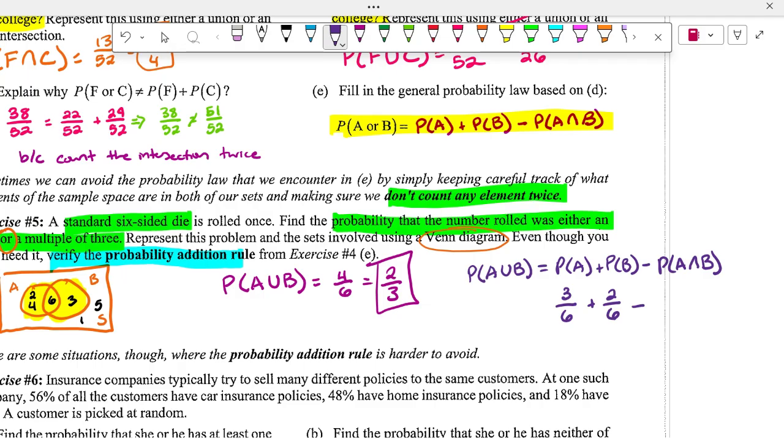And then what's the probability of both happening? 5 out of 6. No. 1 out of 6. There's only one number in the intersection. So 3 plus 2 is 5, minus 1 is 4 out of 6. That's exactly what we got, and that's the same thing as what we got using the Venn diagram.